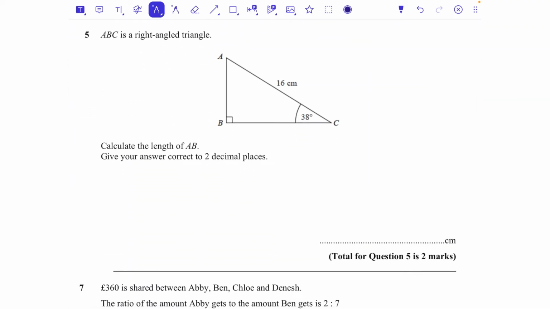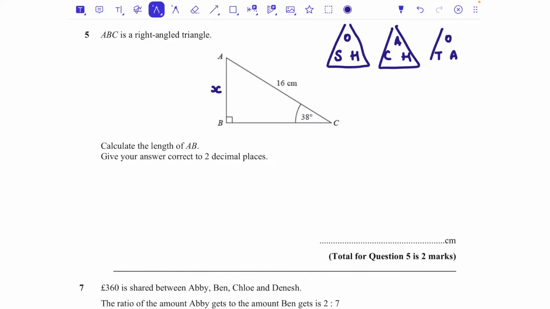ABC is a right-angled triangle. Calculate the length of AB. So I'm going to pop an X over here. That's what we're trying to work out. Remember, this is SOHCAHTOA. I know it's SOHCAHTOA because I've got a right-angled triangle and I've got an angle involved. I've got sides involved. So I'm going to put SOHCAHTOA. There we go. And we label our sides first.